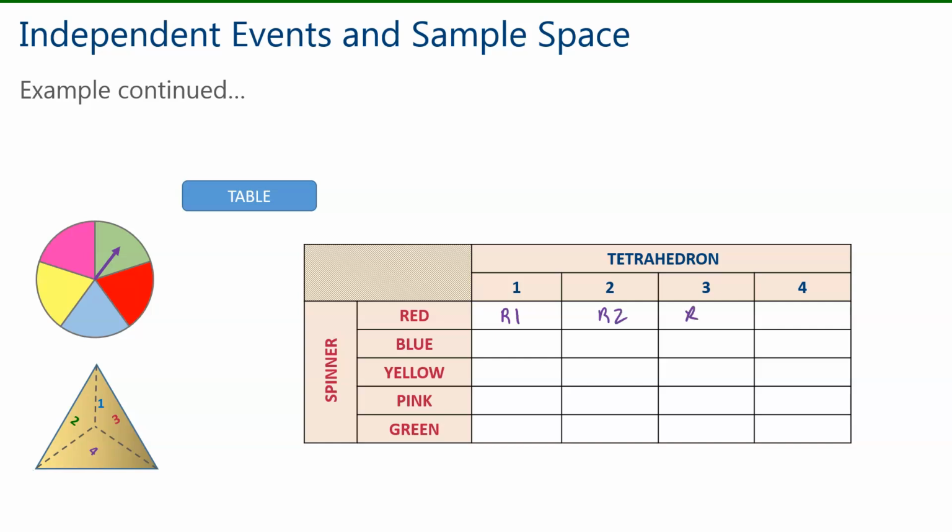R1, R2, R3, R4. Then blue, we could have blue 1, blue 2, blue 3, blue 4. Yellow possibilities, Y1, Y2, Y3, Y4. Pink, P1, P2, P3, P4. And of course green, G1, G2, green 3. And I could spin a green and roll a 4.